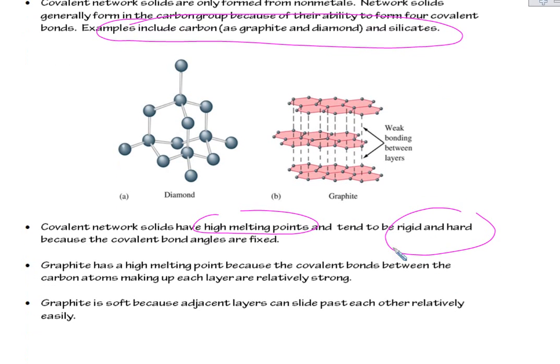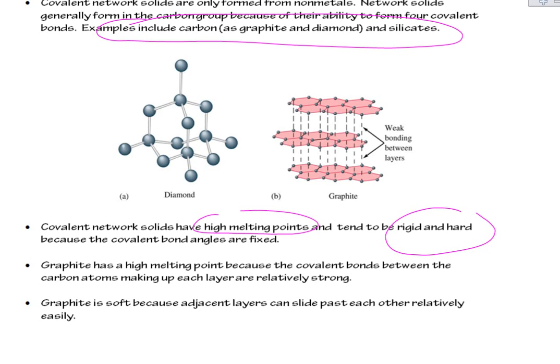Now, graphite still has a high melting point. It's a bunch of carbon atoms, but because of the arrangement, it's a little bit softer. Obviously, pencil lead or graphite is softer than diamond. So for network solids, I think of it as a network of a particular atom, especially carbon and silicon. Those are probably some of the best examples of network solids. So they're covalently bonded atoms, but not the same as covalently bonded molecules.